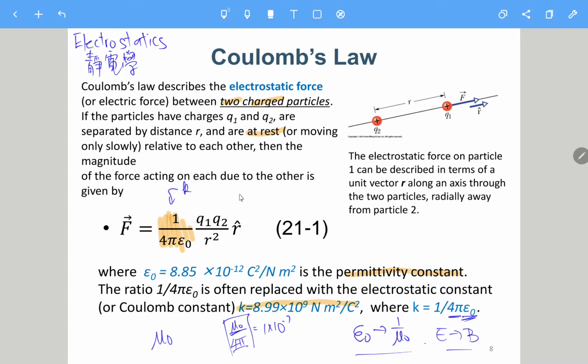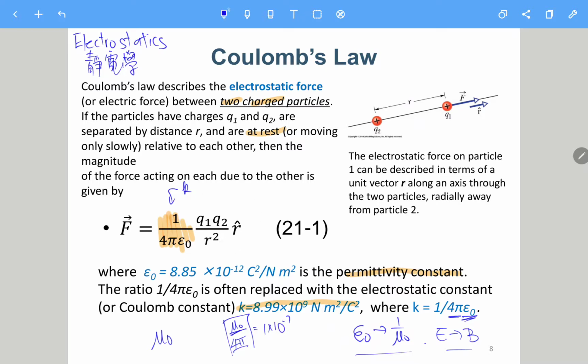Okay, just go back to this equation. This is the constant K, and then here we have Q1 times Q2 over r squared. I think you should have already learned this Coulomb's law in high school. But actually this equation is written in the vector form. This is the vector, so the right side should also be a vector.